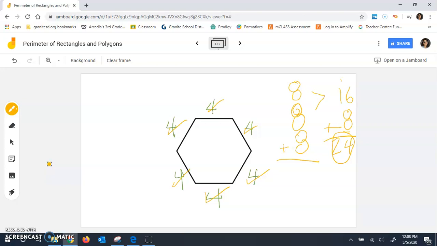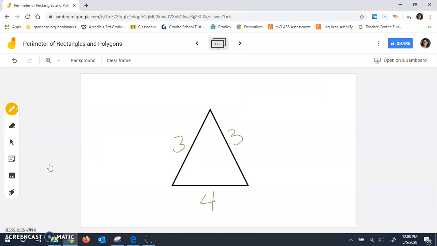You could have also done 4 plus 4 plus 4 plus 4 plus 4 plus 4, or 4 times 6, which is 24. Either way, I don't like to throw in the multiplication, but you guys are smart fourth graders and can figure that out.